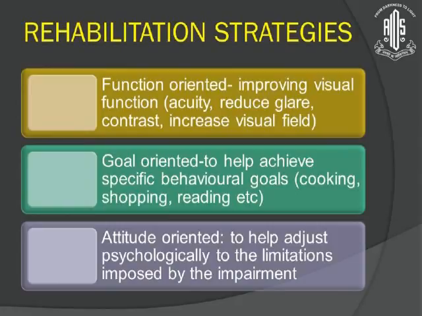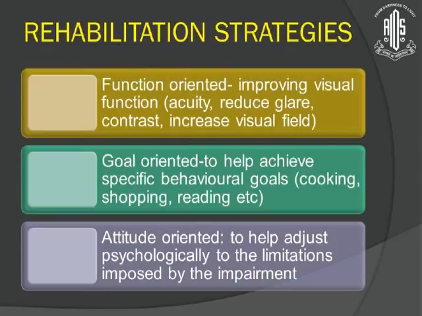One, function-oriented, that is improving visual function, improving visual acuity, contrast and field, and reducing glare. Second is goal-oriented, to help achieve specific behavioral goals like cooking, shopping, reading, etc. And the third is attitude-oriented, that is to help them adjust psychologically to the limitations imposed by the impairment.